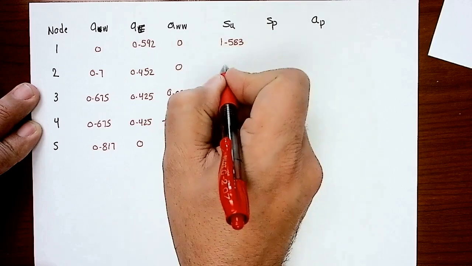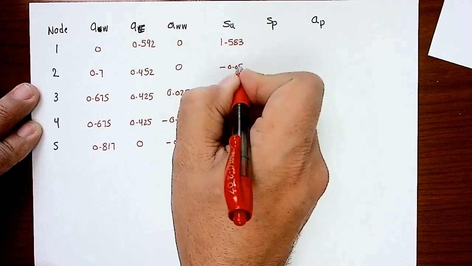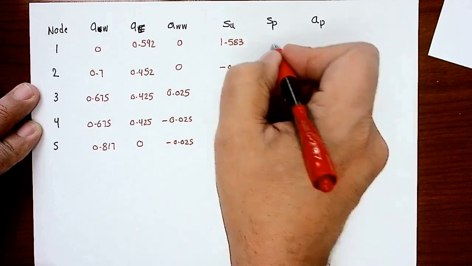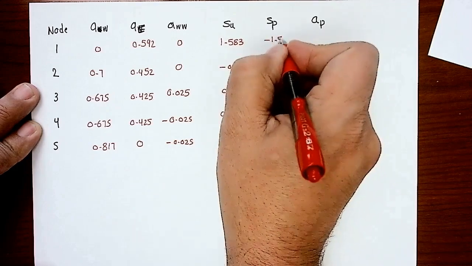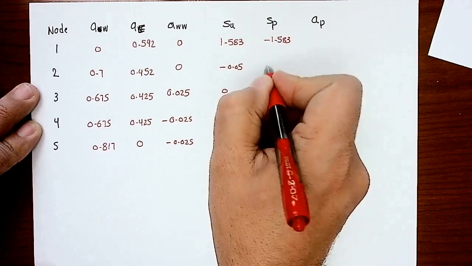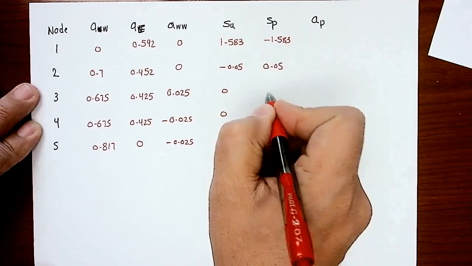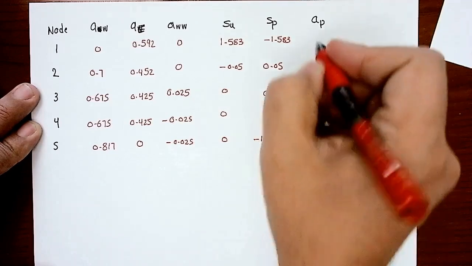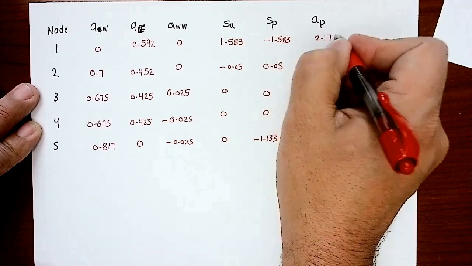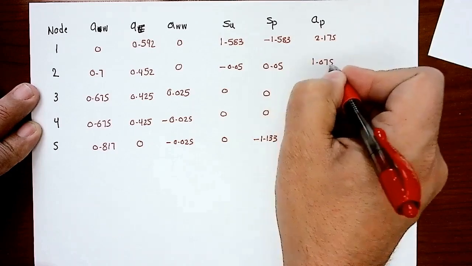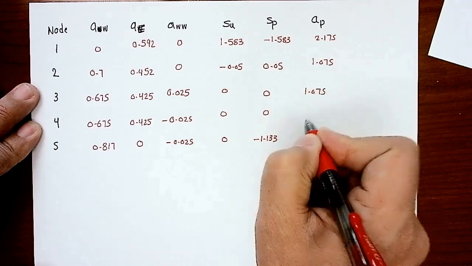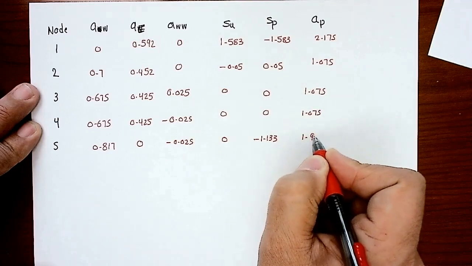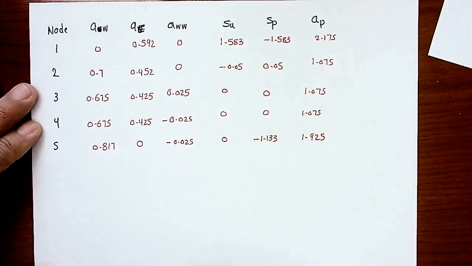SU, I got 1.583. I got minus 0.05. I got 0, 0, and 0. Then I got SP is minus 1.583. I got 0.05. I got 0, 0, and minus 1.133. Then I got AP is 2.175, 1.075, 1.075, 1.075, 1.925. These are the numeric values.